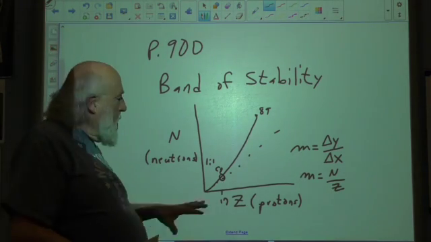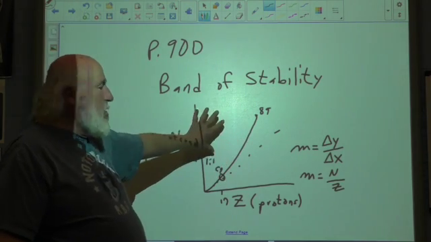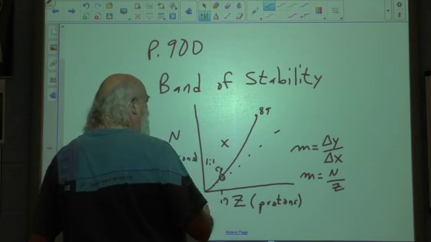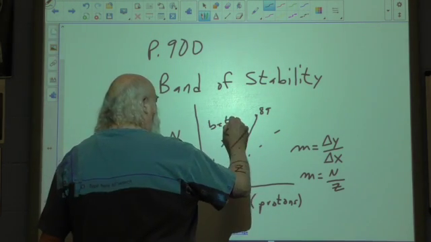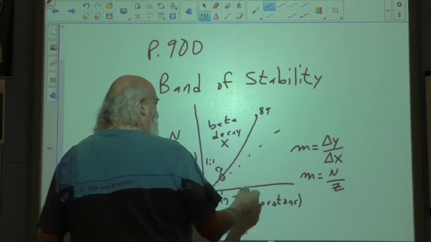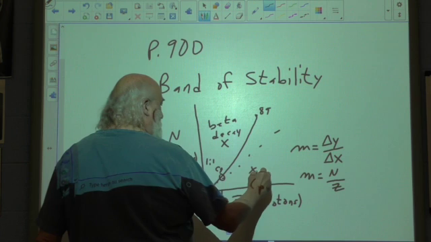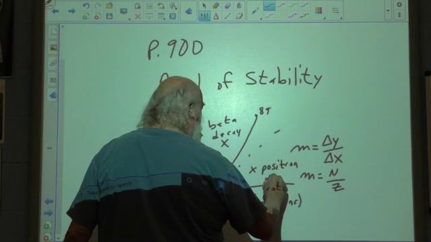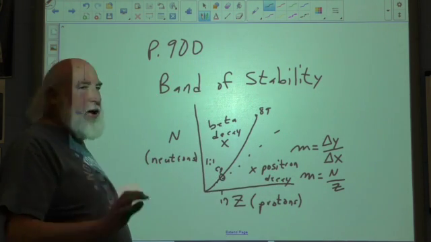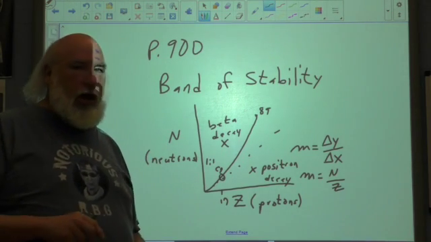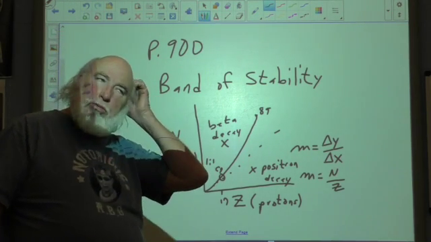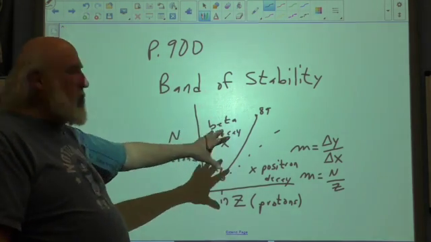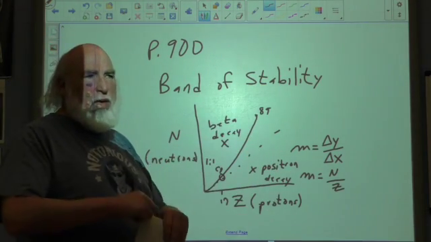Now, if you have a nucleus that lies to the left part of this band of stability, say right here, you're looking at a beta decay. And in this area right here, this is going to be what we call a positron decay. Now it's also known as electron capture, and I'm not going to deal with that. I'm just going to look at decay reactions. If you get into this in college, then they'll talk about electron capture. But these are the two areas that I'm going to deal with as far as decay reactions.